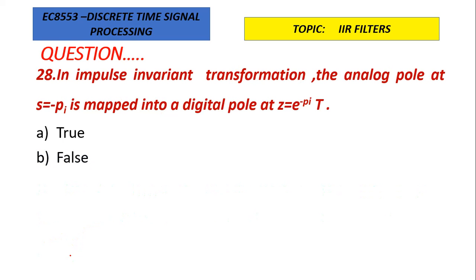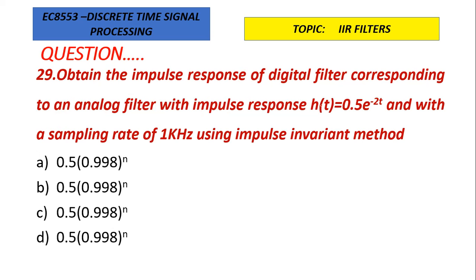In impulse invariant transformation, the analog pole at S equal to minus Pi is mapped into a digital pole at Z equal to e power minus Pi T. So we have solved some example problems. Yes, it is true. So poles in the S plane are mapped into the Z plane.